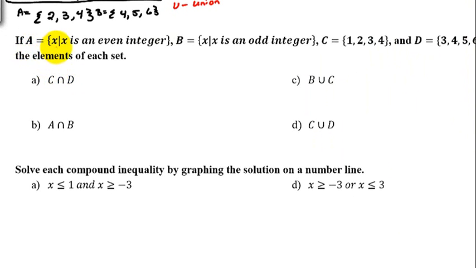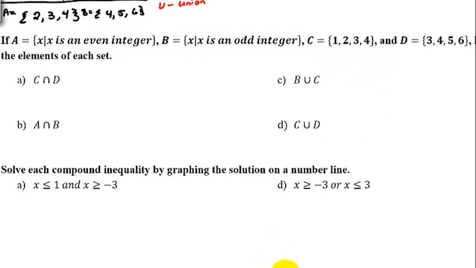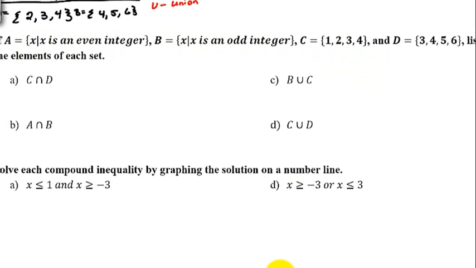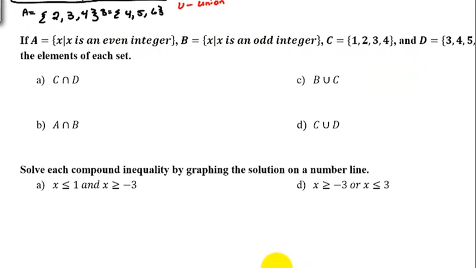So if A is the set x such that x is an even integer, B is the set x such that x is an odd integer, C is the set 1, 2, 3, 4, and D is the set 3, 4, 5, 6. We want to list the elements of each of the following sets. So our first one is C intersection D. This notation, remember, means C intersected with D. So intersection, remember, means it has to be in both C and D.